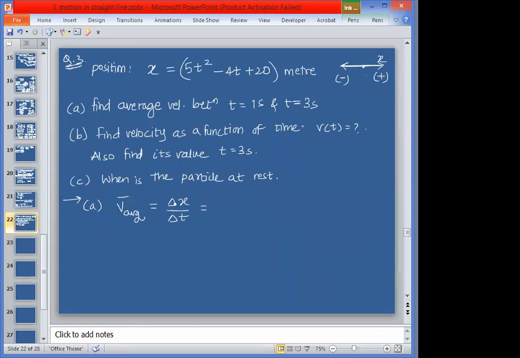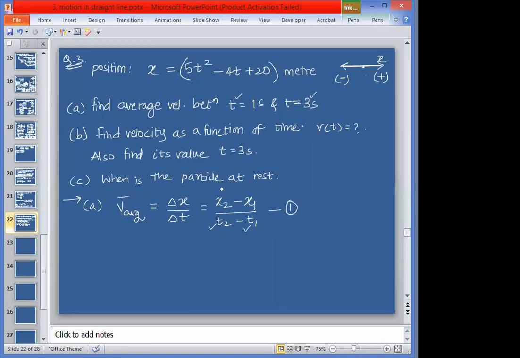So change in position, that is displacement, upon time, that is velocity. What is the definition of velocity? Displacement upon time. So can I write final position minus initial position upon final time minus initial time? Change in position means final position minus initial position. Change in time means final time minus initial time. Okay, sir, here the final time we know, 3 seconds. Here the initial time we know, 1 second. So tick mark: final time is known, initial time is known. Okay, call this equation number 1.